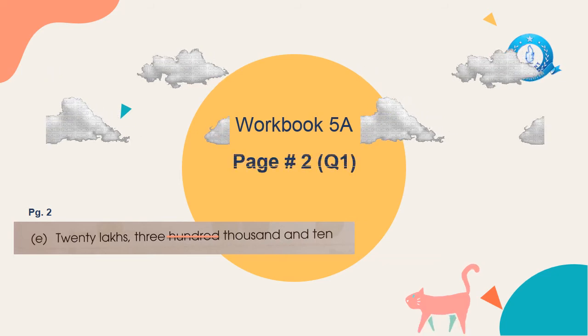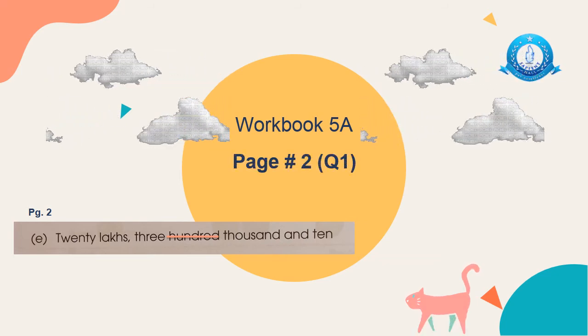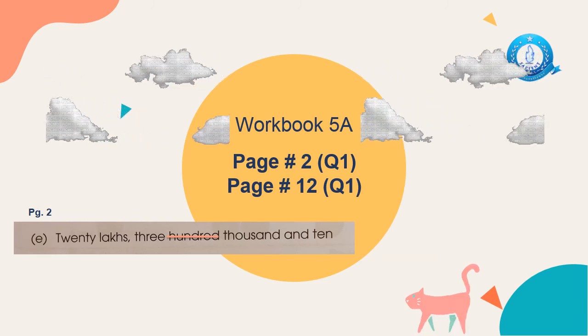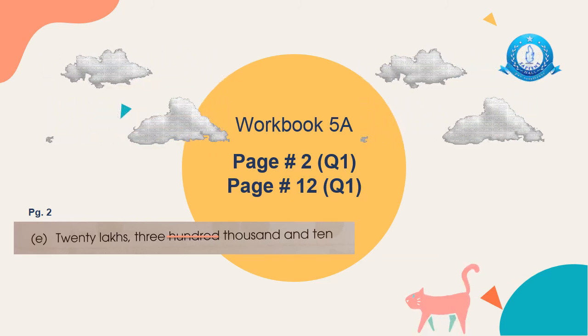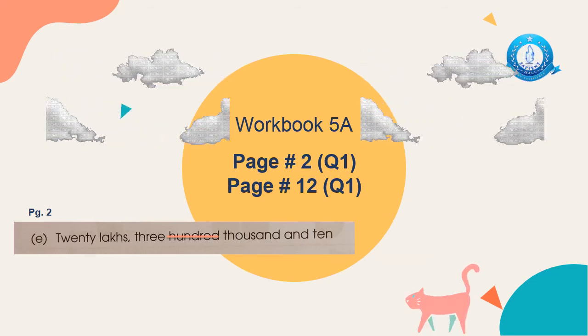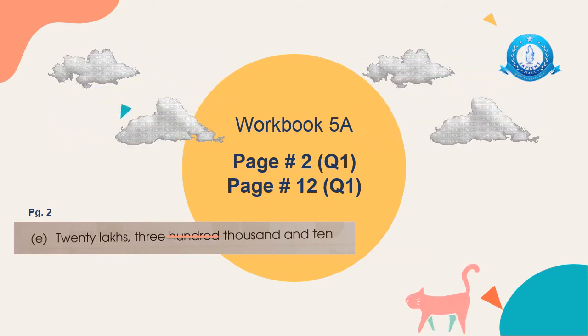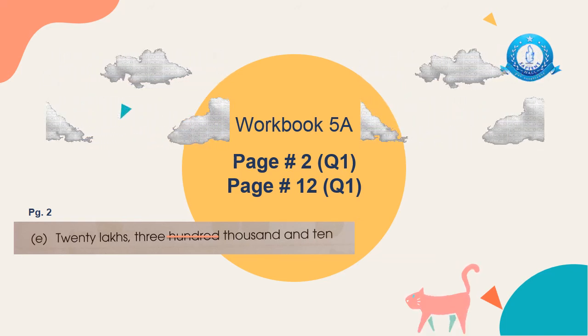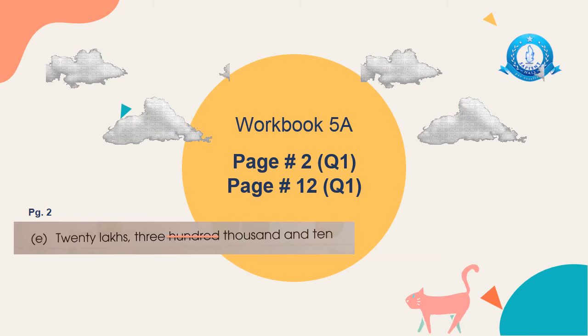Please solve the given questions on the following pages. On page number 2, I would like to make a small correction. Question 1, part number E. Please cancel the word 100. And now you can solve it. Once you are done, click on the slide to move on. Do not forget to write the date on top of the page.